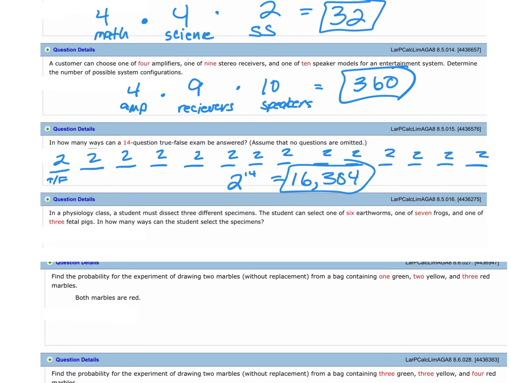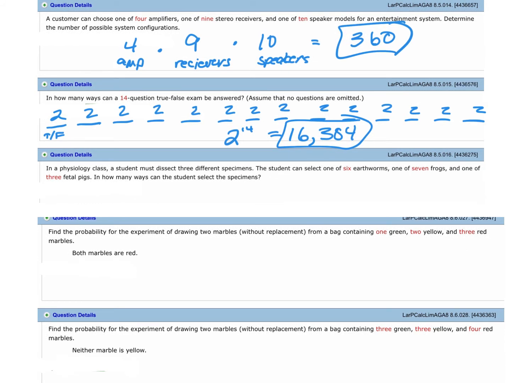Good job. All right. In a physiology class, a student must dissect three different specimens. Gotta do three. Doesn't matter which three, you just gotta do three. So you have six earthworms to choose one. Ugh. Then you have seven frogs. No, thank you. And you have one of three pigs. I would not be taking this class. Gotta have one from each category. It does not matter the combination that you do it. So that means we take each group, multiply them together, and we get how many different combinations? 126. You could also use the combination formula, guys.